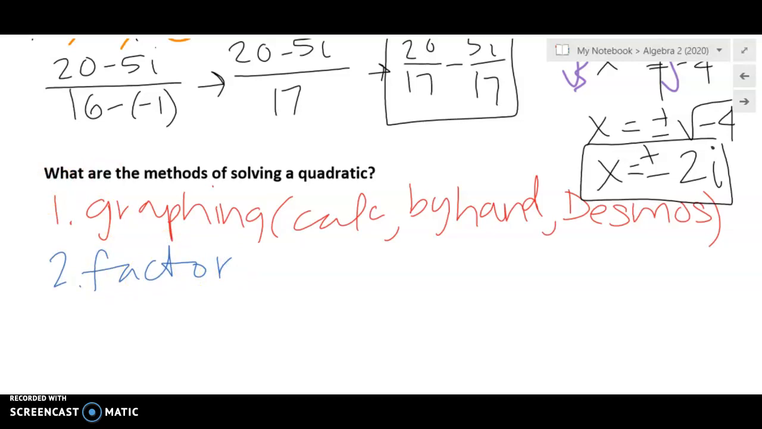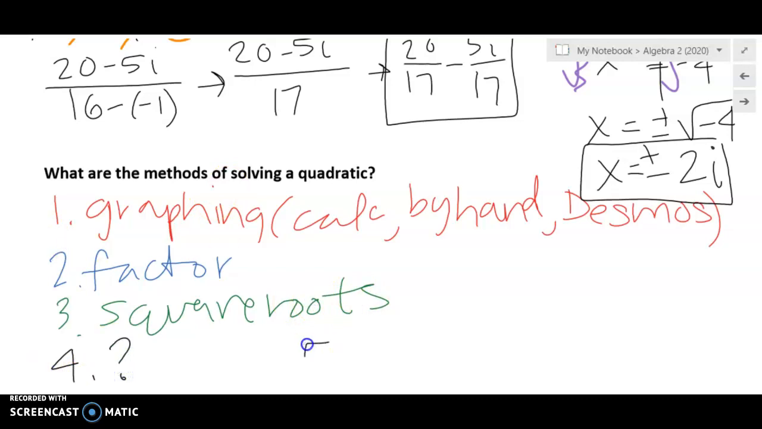Then recently we did factoring. We factored, and we did lots of different types of factoring, difference of squares, factor by grouping, trial and error, all that kind of stuff. And then the other day we just did solving by square roots. So those are the 3 that we know so far. There's going to be 4, which I don't know yet. We're going to do that in a second, and there's going to be a 5th one. Okay, so number 4 and number 5, those are coming. We're going to do number 4 right now.